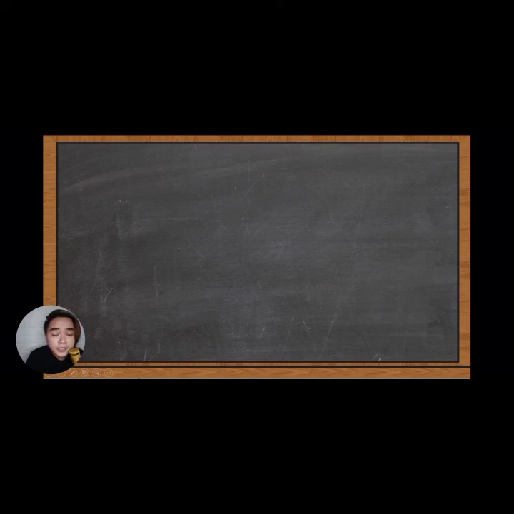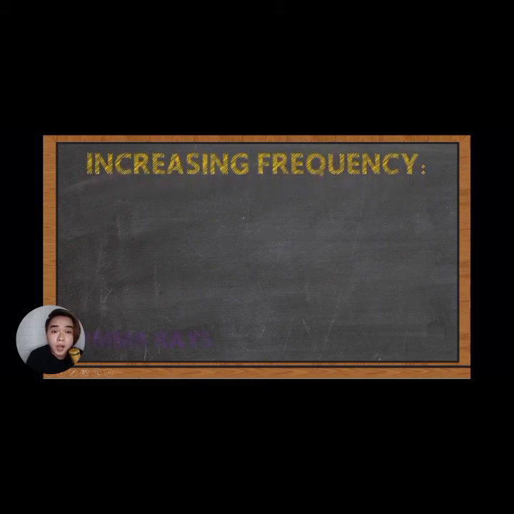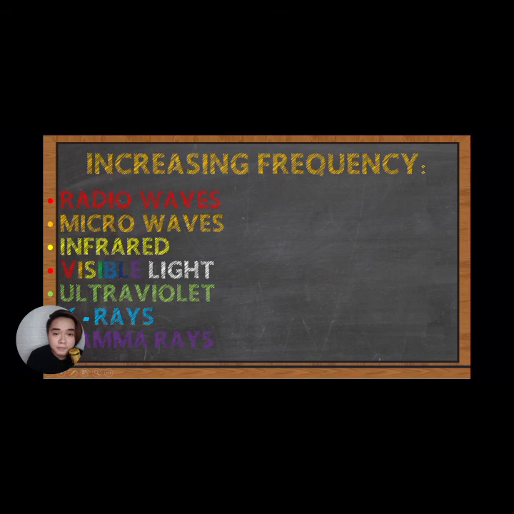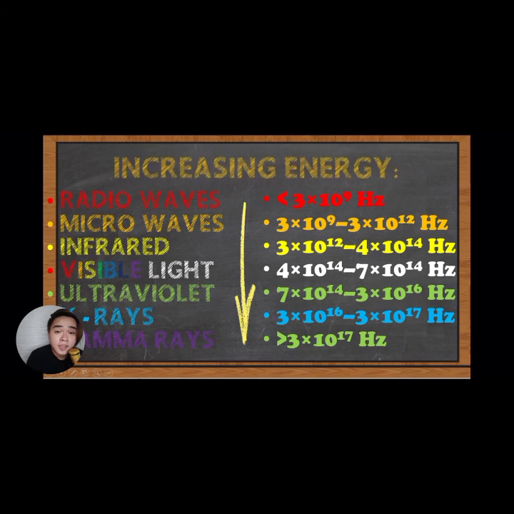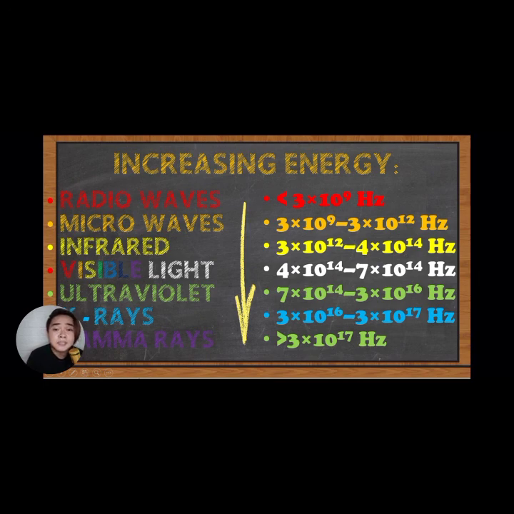In the electromagnetic spectrum, electromagnetic waves are arranged by increasing frequency. It means radio waves have the smallest frequency, and gamma rays have the highest frequency. These frequencies are measured in hertz. Now, we can also say that the electromagnetic spectrum arranges the electromagnetic waves based on their energy. Radio waves have the smallest amount of energy, and gamma rays have the highest amount of energy.